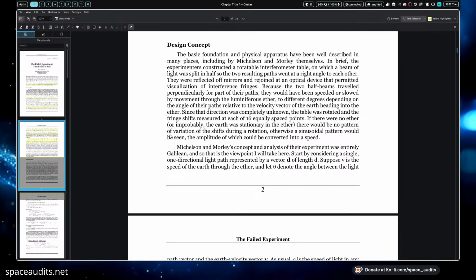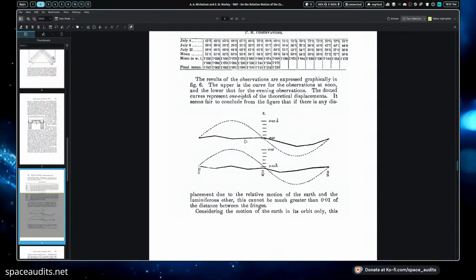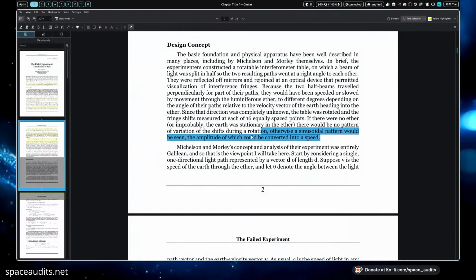there would be no pattern of variation in the shifts during the rotation. Otherwise, a sinusoidal pattern would be seen, the amplitude of which could be converted into a speed. A sinusoidal pattern showing an east-west bias throughout the day when measurements are taken at different times throughout the day.